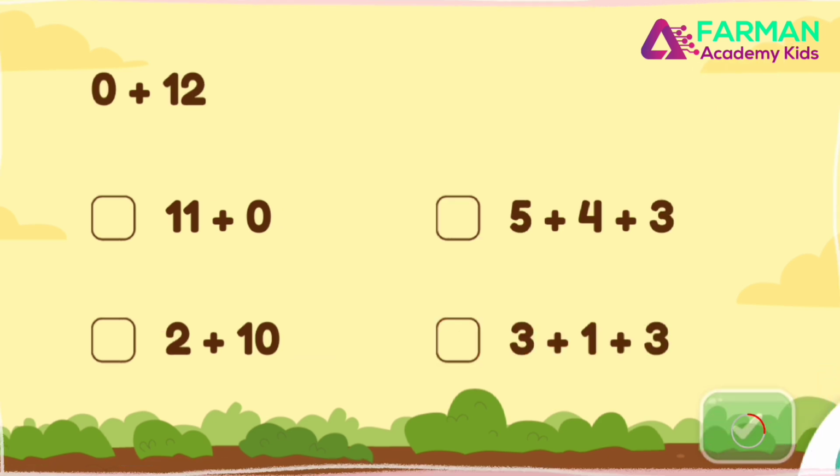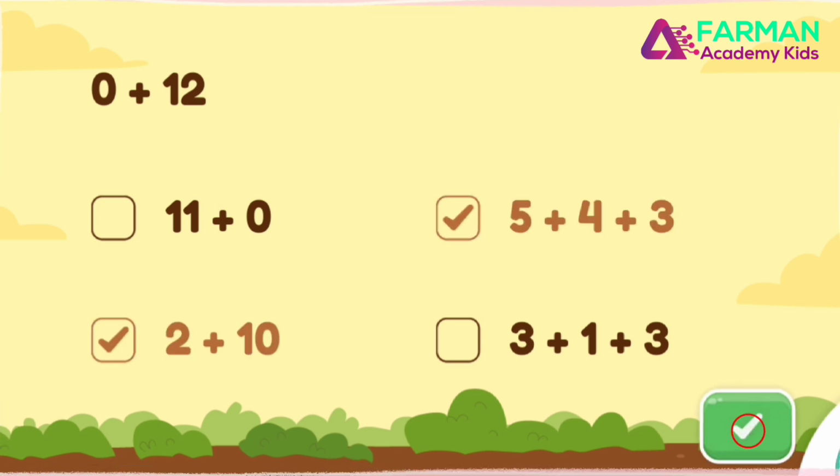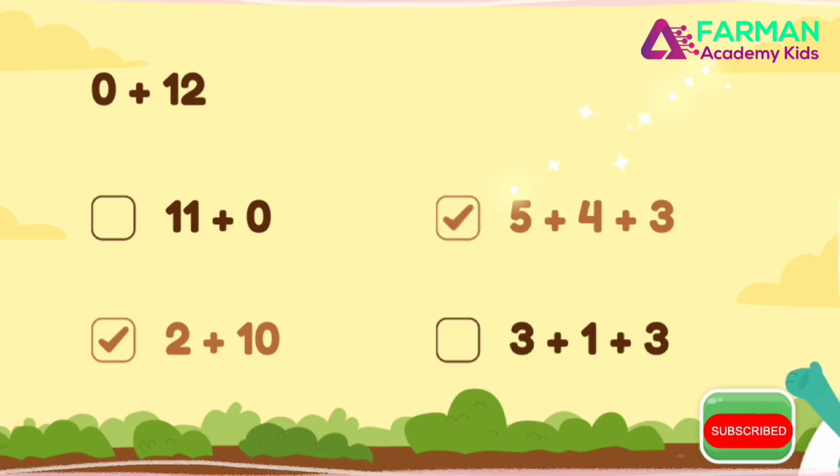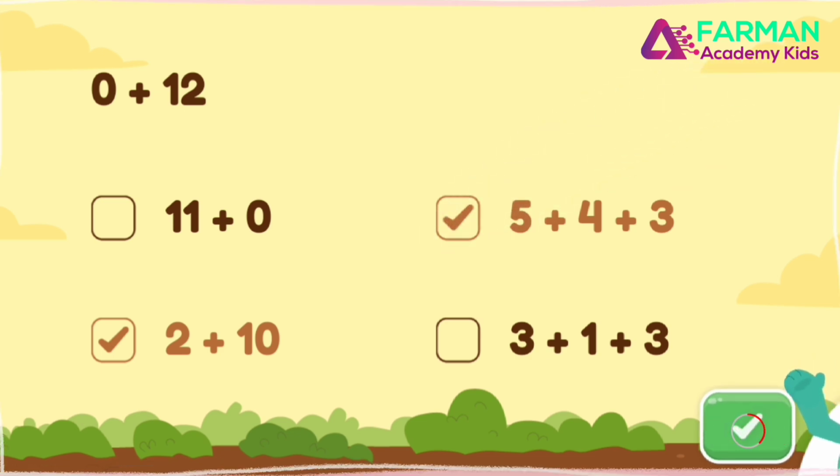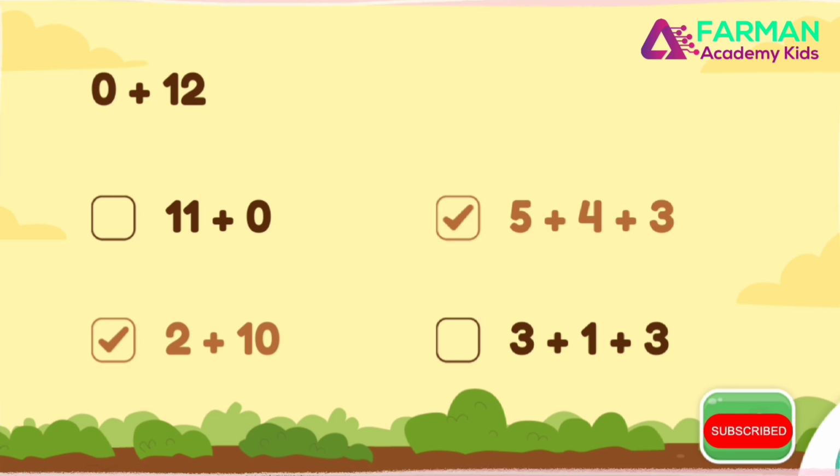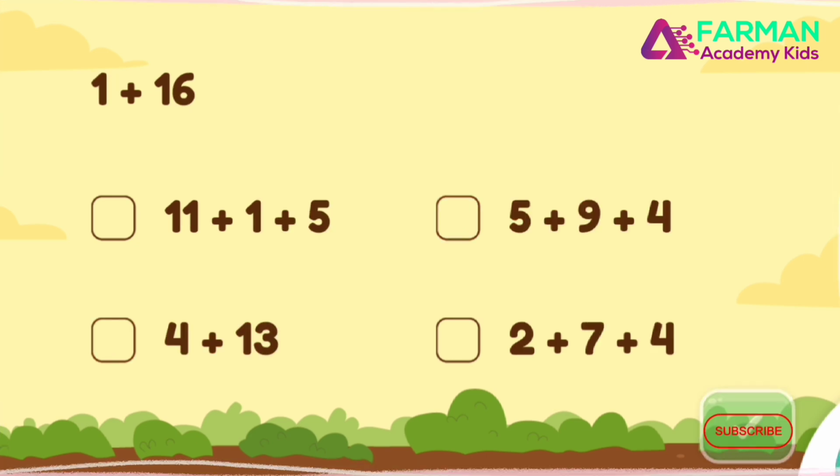Find the two equations that equal 0 plus 12. Good work! 0 plus 12 equals 12. 5 plus 4 plus 3 equals 12. 2 plus 10 equals 12. All of these equations are equal.